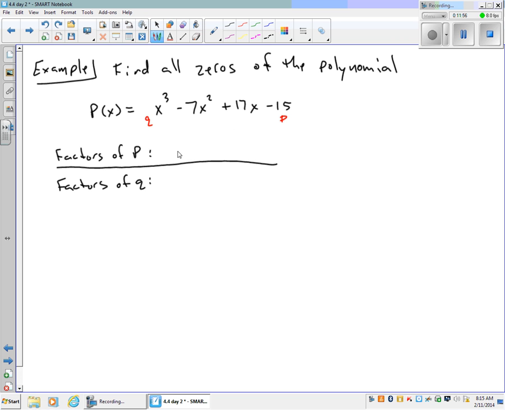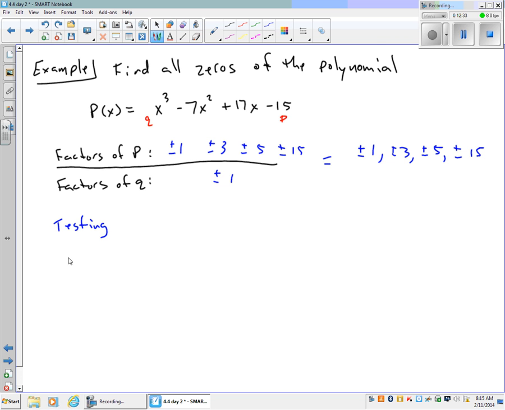So the factors of p are 1, so positive and negative 1, positive and negative 3, positive and negative 5, and positive and negative 15. And then my q value is 1, so that's just positive and negative 1. So that makes my possible list of zeros. My list of possible rational zeros is positive negative 1, positive negative 3, positive negative 5, and positive negative 15. So now I just need to do my testing.